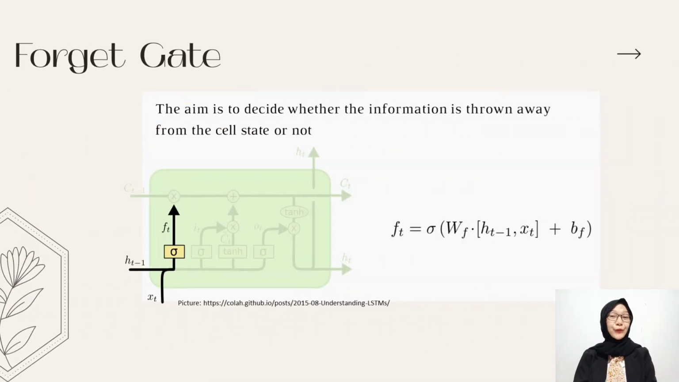The first one is the forget gate. This gate decides whether the information is thrown away from the cell state or not.